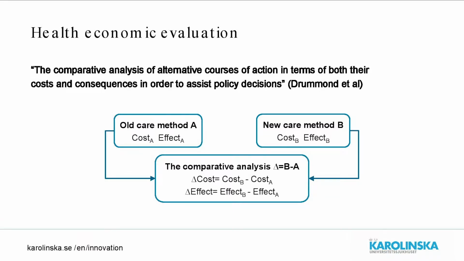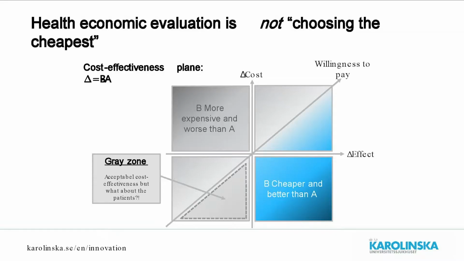So suppose you have an old care method A and a new care method B. Then the comparative analysis is the difference between B and A, both when it comes to cost and consequences. The performance measures could be, for example, life expectancy, quality of life, number of acute visits, or number of complications. Health economic evaluation is about not choosing the cheapest. Instead, we look at the cost effectiveness.